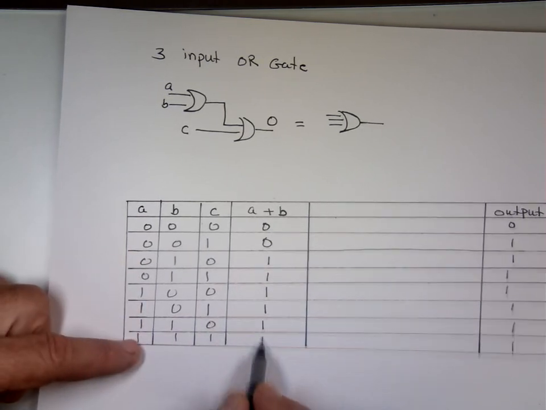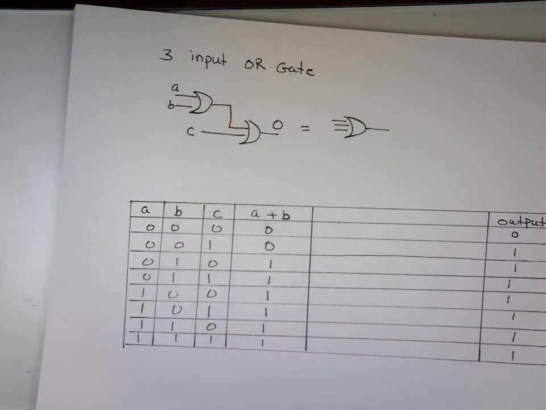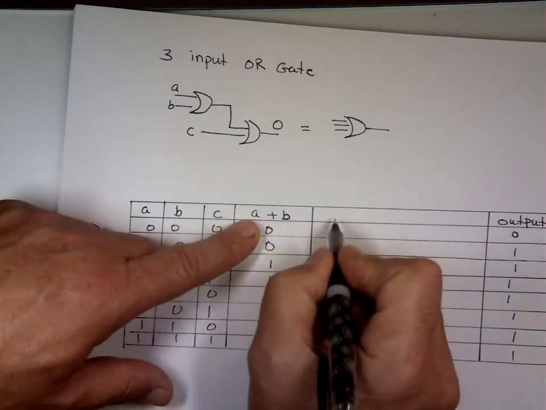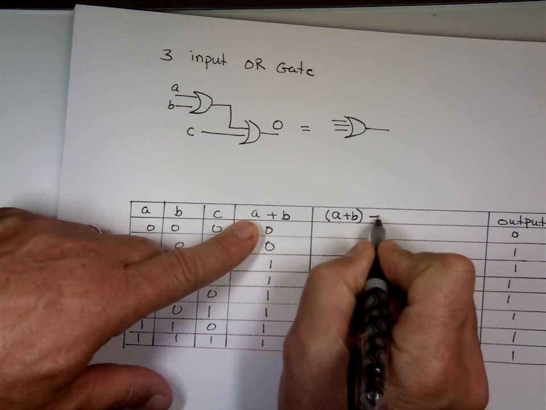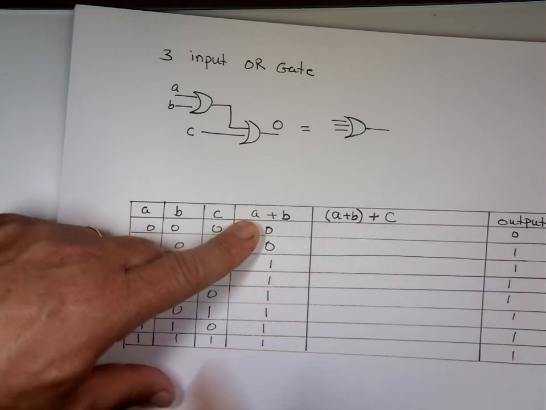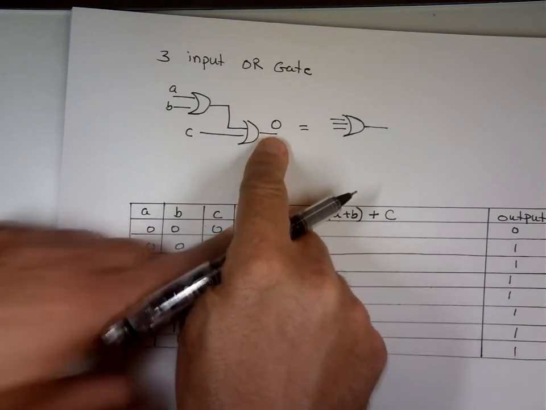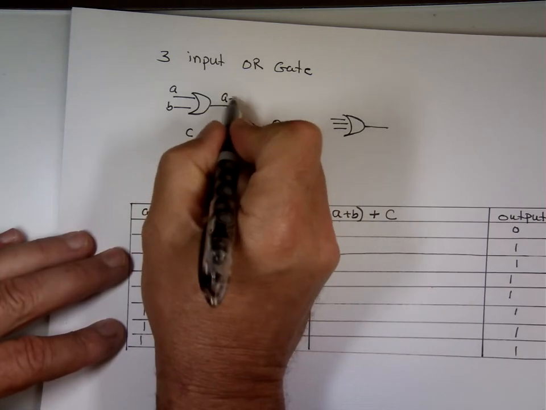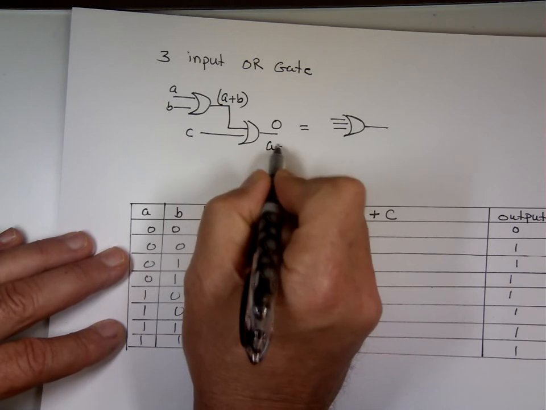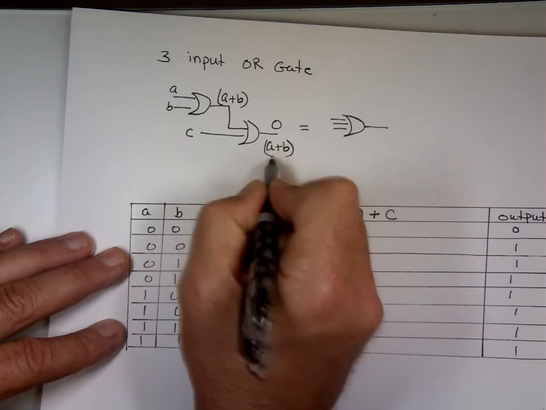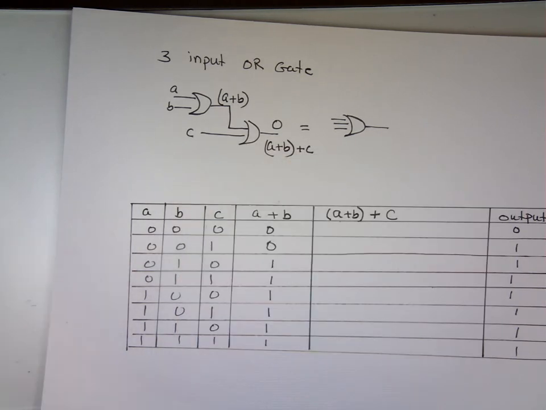That's the first gate. Now let's take that gate, which is A plus B, and OR it with C. That's this one right here. So this one is A plus B. This one, A plus B plus C. So this is the C, this is the A plus B.